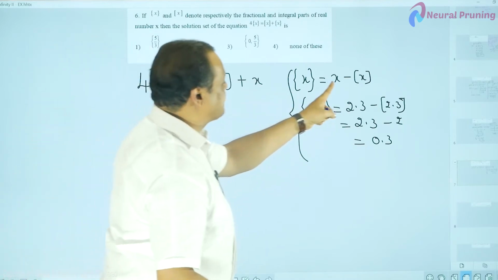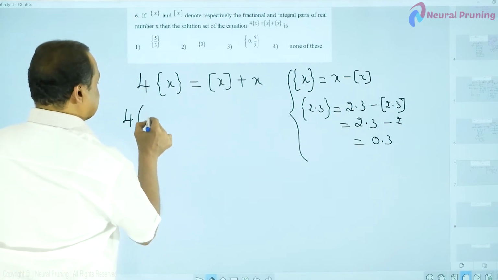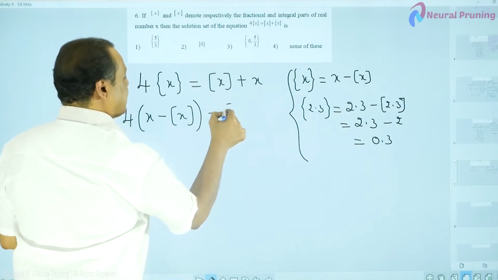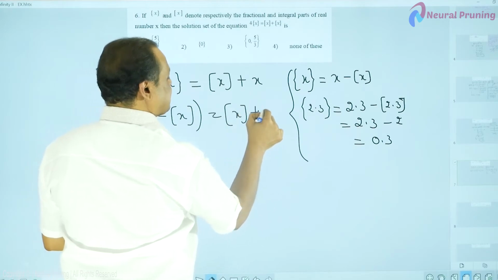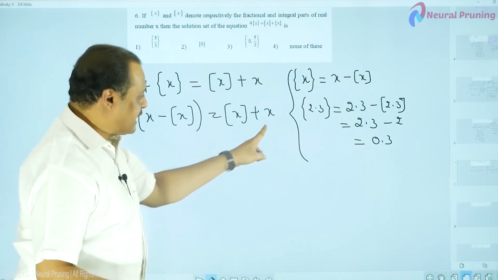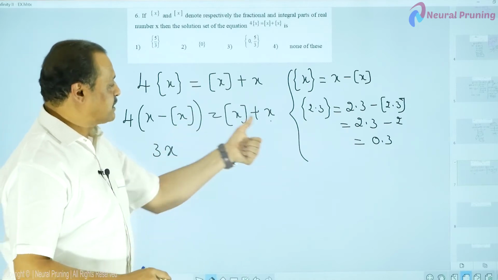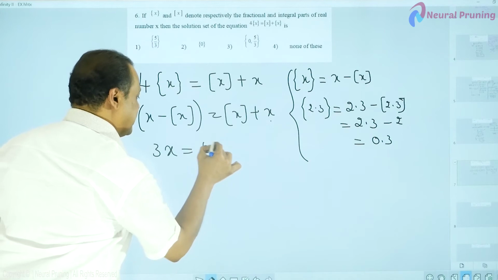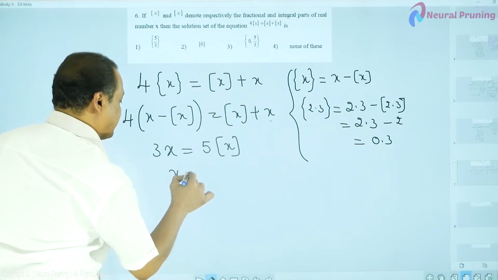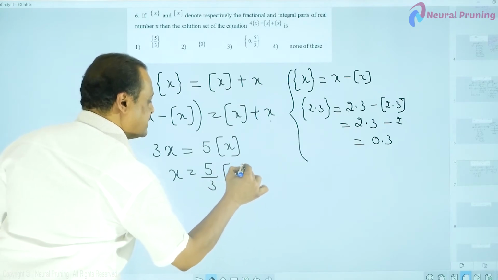And if I substitute this expression in place of the fractional part, this is 4 times x minus the greatest integer function, which is equal to the greatest integer function plus x. If I simplify this, I have 4x here, and if I transfer x to this side, I'll get 3x, and I have a minus 4 times the greatest integer function. If I transfer that to the other side, I will get 5 times the greatest integer function. So I can also write x is equal to 5 by 3 into the greatest integer function.